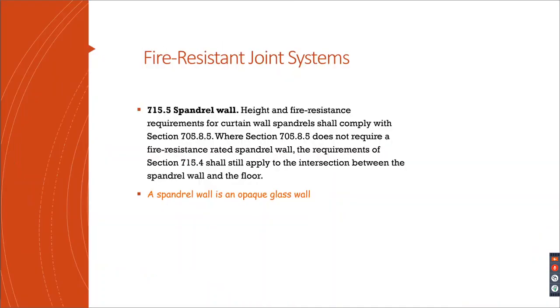And then a spandrel wall, which is like an opaque glass wall. The height and fire resistance requirements for curtain wall spandrels shall comply with 705.8.5. Where 705.8.5 does not require a fire resistance rated spandrel wall, the requirements of 715.4 shall apply to the intersection between the spandrel wall and the floor.